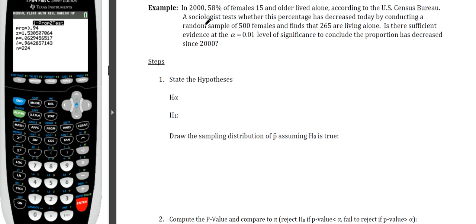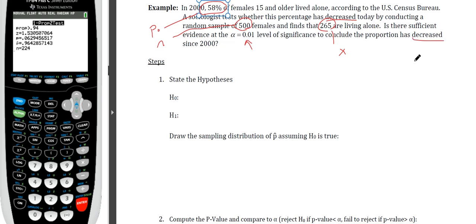So we have a few pieces of information there. 58% of females 15 and older lived alone. That's going to be our original proportion, or P sub 0. We want to see if it has decreased today, so that's going to indicate our direction. And we have a sample of 500, that's our n, and 265 of them, that's x, are living alone. Is there sufficient evidence at the alpha of 0.05 level of significance to conclude that the proportion has decreased since 2000? So it says again, decreased.